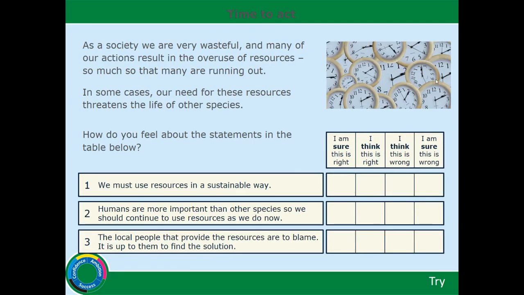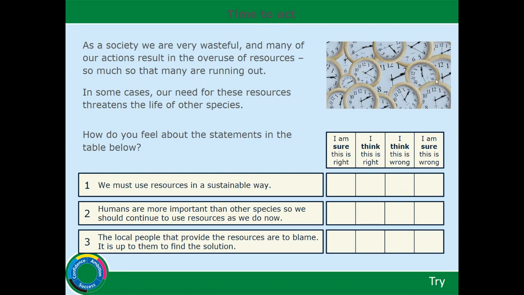Okay. Again, more questions for you to practice to check your understanding about what we've learned so far. It says, as a society, we are very wasteful, and many of our actions result in the overuse of resources, so much so that many are running out. In some cases, a need for these resources threatens the life of other species. How do you feel about the statements in the table below?